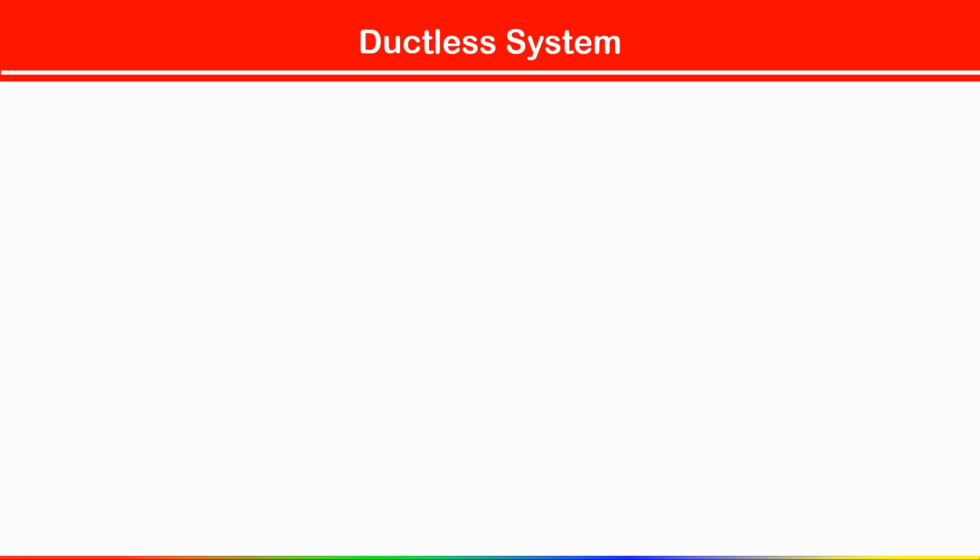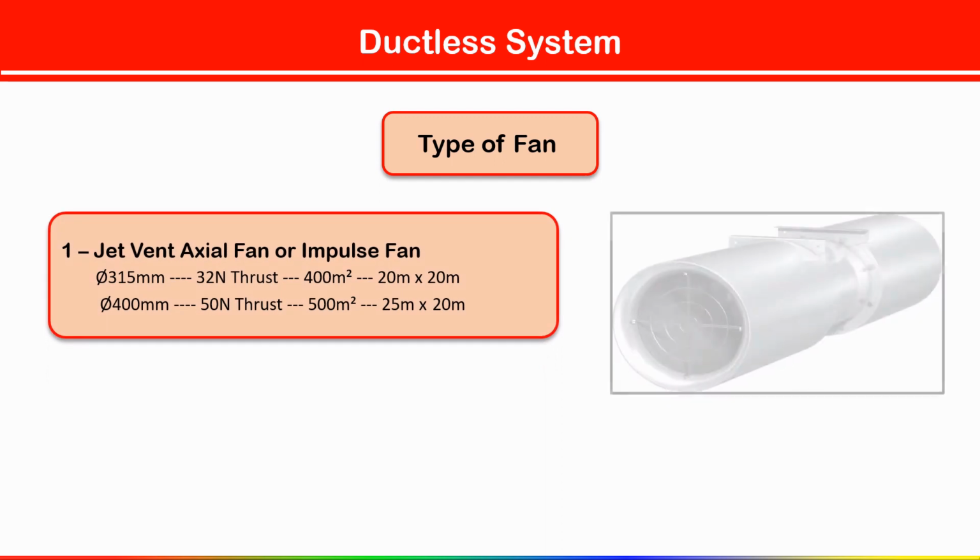Now see about ductless ventilation system. Tell me, what do you understand by ductless car parking ventilation system? So simple. In this system we are not using duct work to supply or exhaust air from the basement. Here we are using a jet fan, and with the help of that jet fan we are going to extract all the exhaust air from the basement. You can see there are different types of fan we are using. So see the types of fan we are using in ductless system.